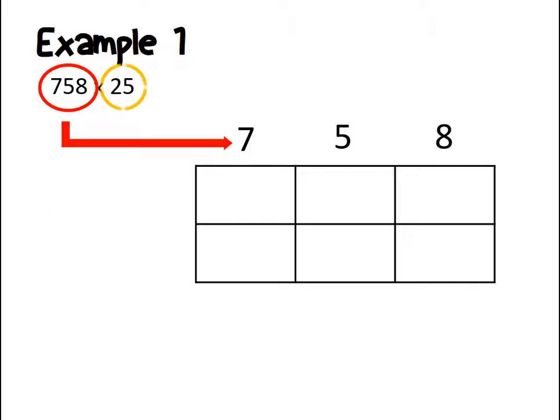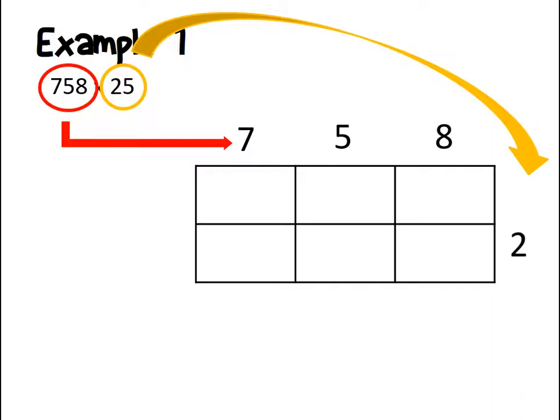Your second number, regardless of whether it's bigger or smaller than your first number, again determines the amount of rows you have in your table, and this gets written on the right-hand side of your table underneath each other. So row 1 is going to have the 2 and row 2 is going to have the 5.